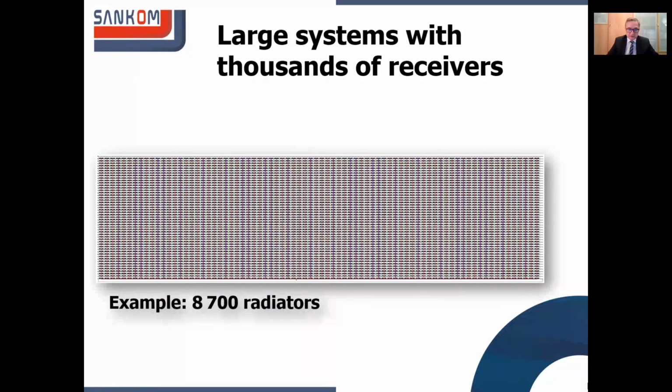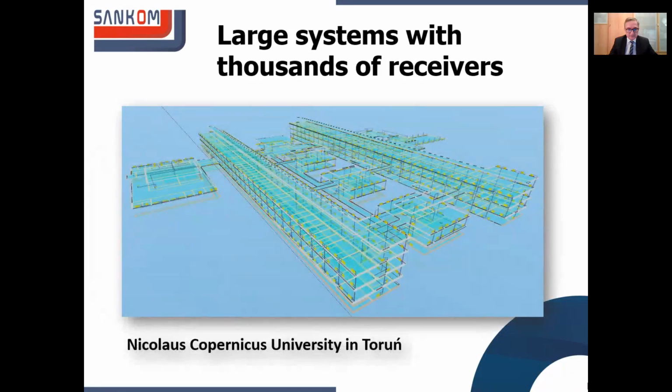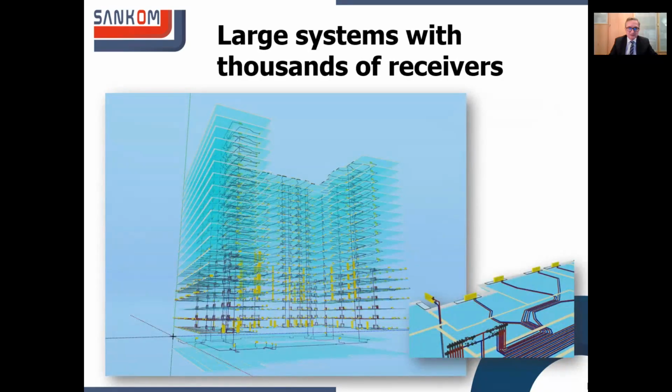So we test our software with the real designs, and sometimes with designs like this. So this is not a real design. This was just made quickly by copying. But in this example, we have 8,700 radiators, and we use this to test and to make the program more efficient. You can use it for big designs. And this is the building of the Nicholas Copernicus University in Toruń, the heating system of this building, in fact. And this is a big residential building.